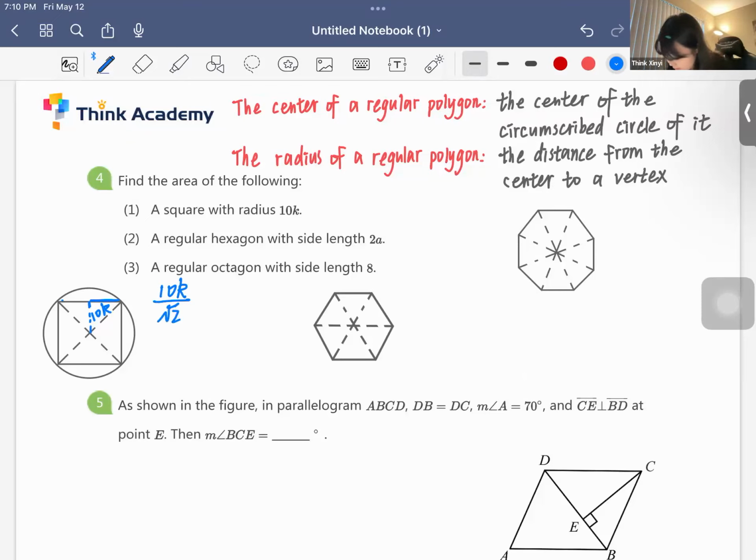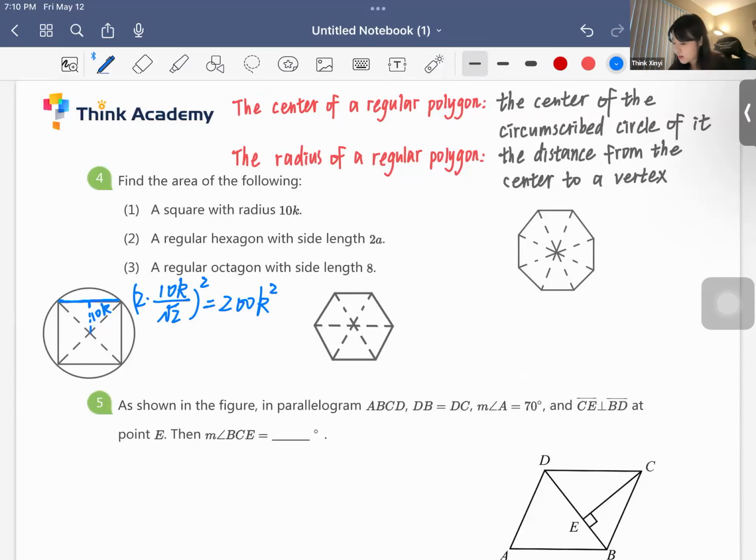over root 2, and the side of the square is twice of this. For the area, we square it again, and we get 200K squared. So pay attention to this question about the regular polygon.